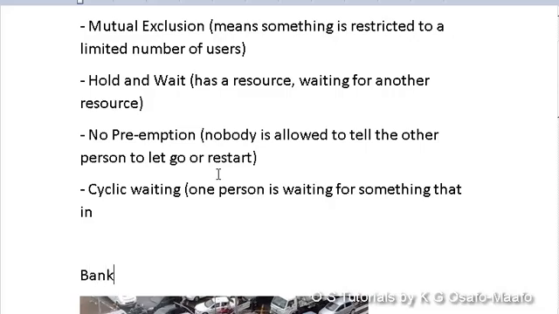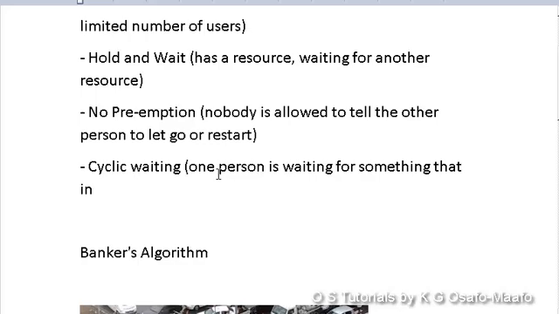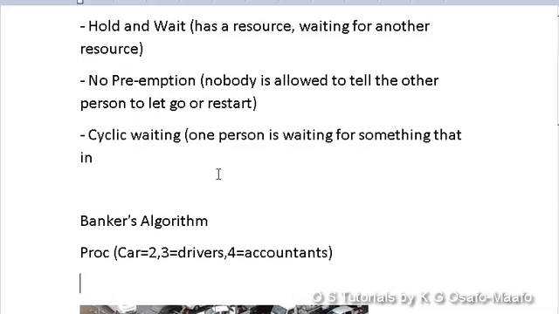Now, one of the algorithms discussed is the banker's algorithm. With the banker's algorithm, every process has a representation. Maybe it needs two cars, three drivers, and four accountants.